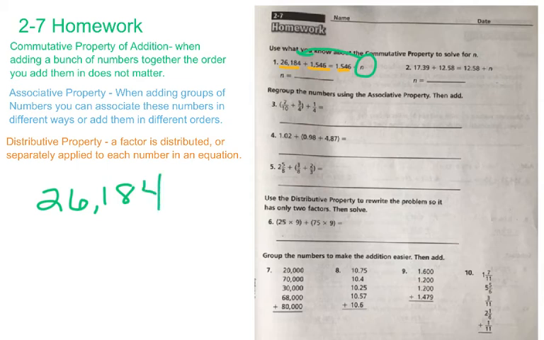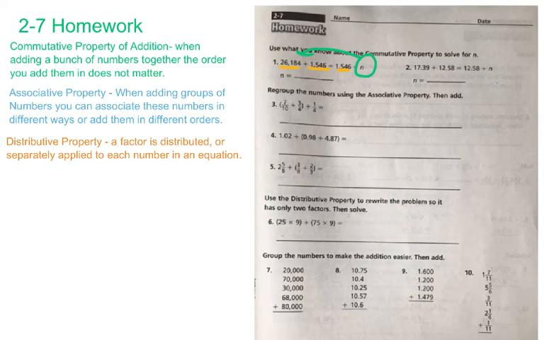We can move down to numbers 3 through 5, and it says regroup the numbers using the associative property and then add. Well, remember, this means that when you're grouping numbers together and you're using just addition, it doesn't matter which numbers you group together, right? You can group any of these numbers together and still come up with the same answer.